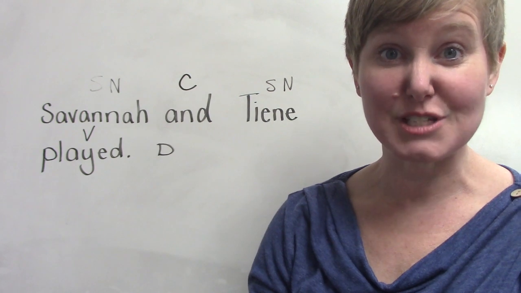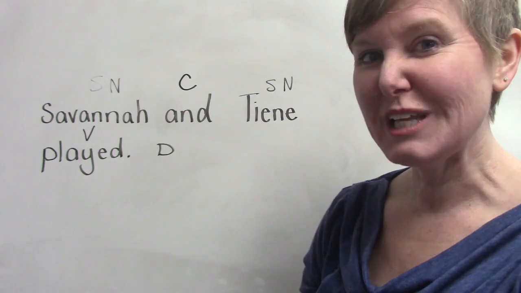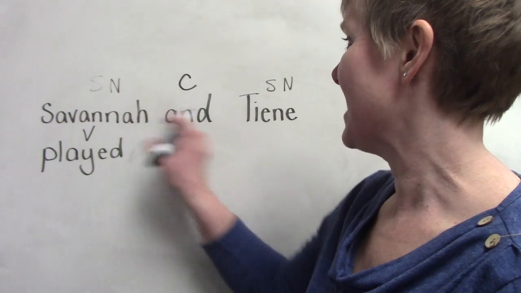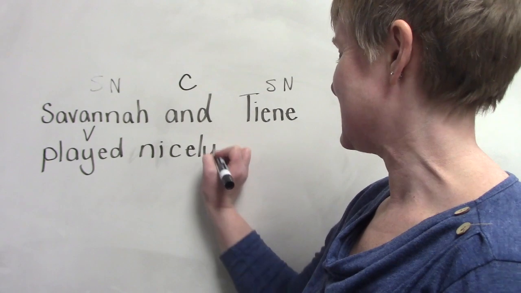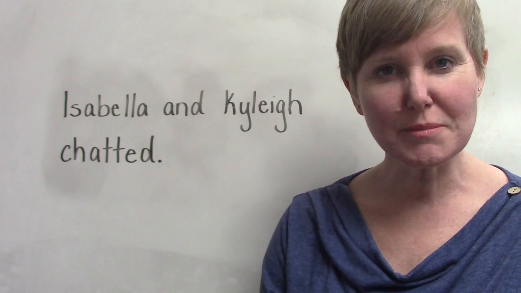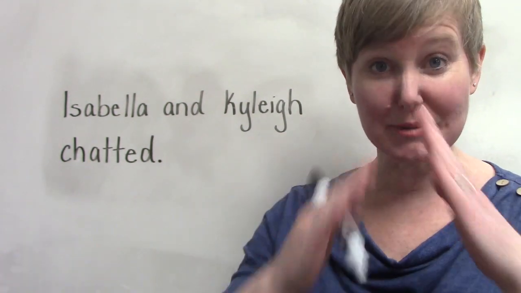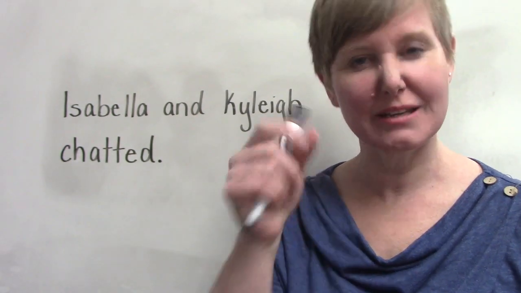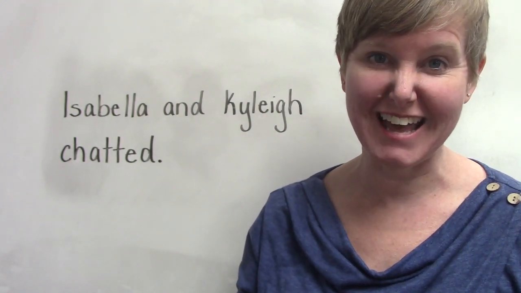We can make this sentence longer. Sentences need to have a subject and a verb, but they can have much more than just a subject and the verb. So let's change it a little bit. Savannah and Tenna played nicely. Do you remember the things that a sentence needs? It needs to have a capital letter. It needs to have spaces. It needs to have an end mark. And it needs to make sense. It also needs a subject and a verb, and that's what we've been looking at.